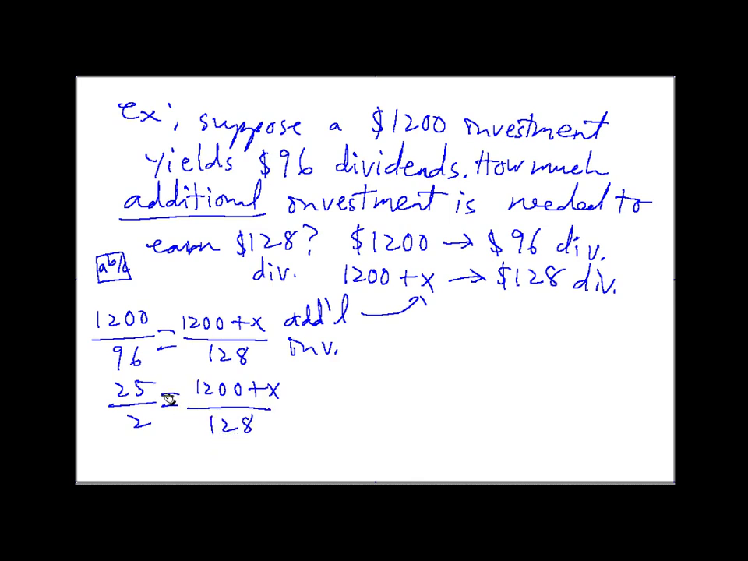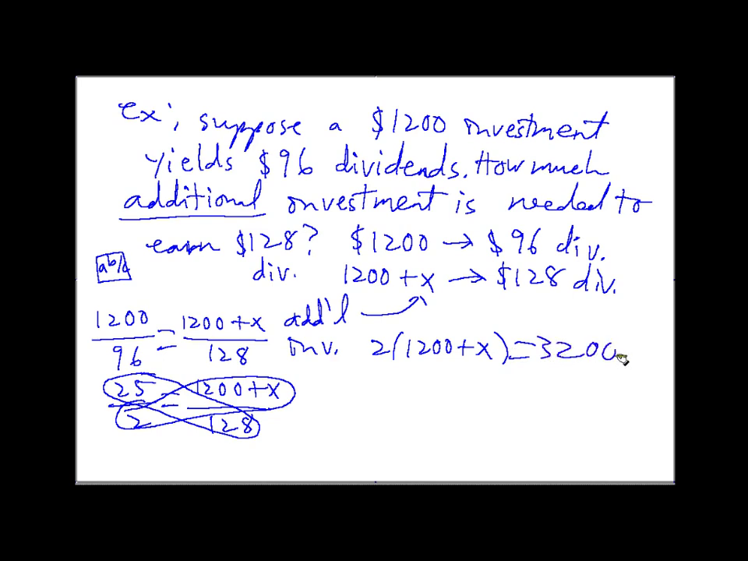All right, let's go and cross multiply. To solve a proportion, we cross multiply. We set them equal to each other. 2 times (1,200 plus X) equal to 25 times 128. Let me punch that into the calculator. 25 times 128, 3,200. Okay, just punch it in the calculator, no big deal. 2 times 1,200, 2,400.